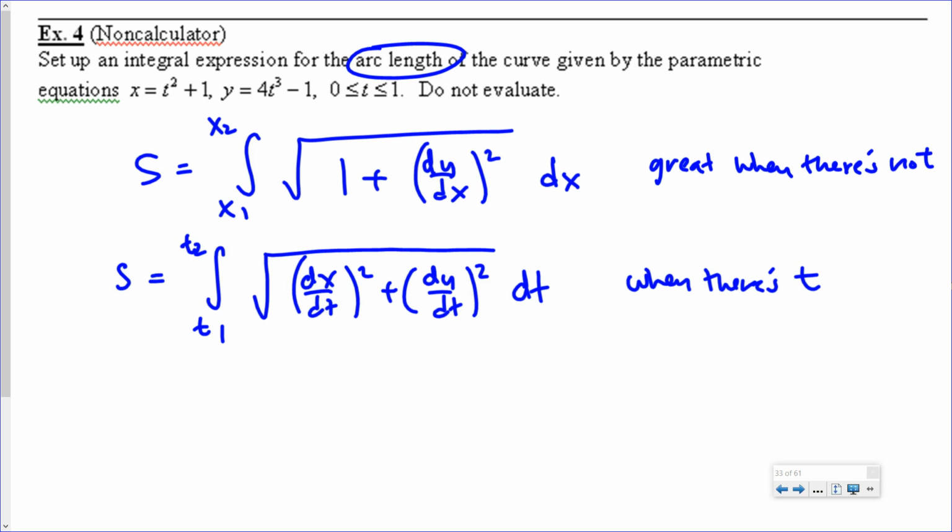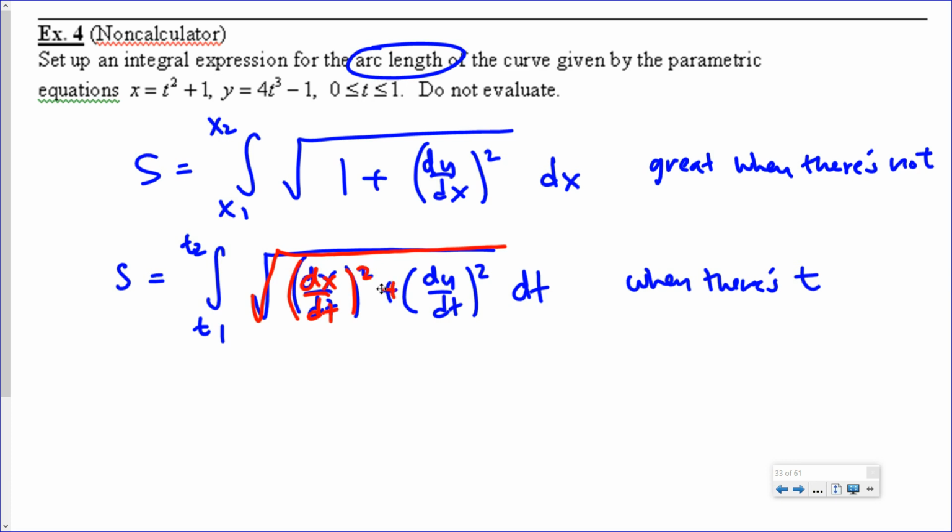Here's the fun part. You ready? This is the formula for arc length. There are two formulas for arc length, okay? On your formula quiz, I would say, give me the formula for arc length when there is no t. Give me the formula for arc length when there is a t. You have to know it, okay? Those of you guys who've done physics, tell me, what is this right here? What is this the formula for?